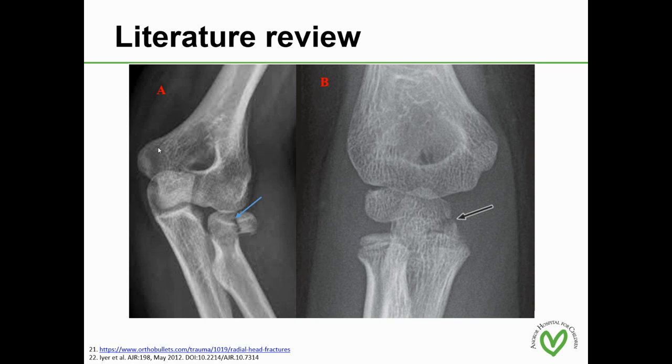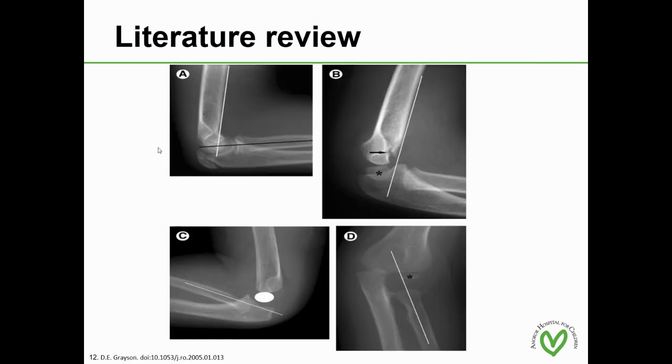This image shows the fracture line on the radial head. In A and B, we can see the fracture line of the olecranon. And this image shows how we identify elbow dislocation by using the anterior humeral line and the radiocapitellar line.